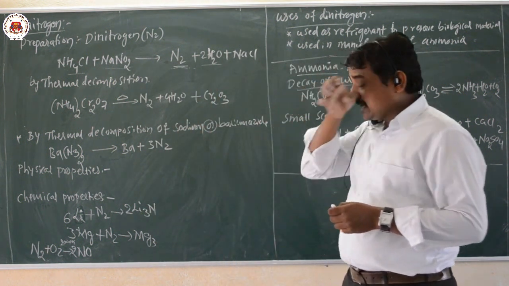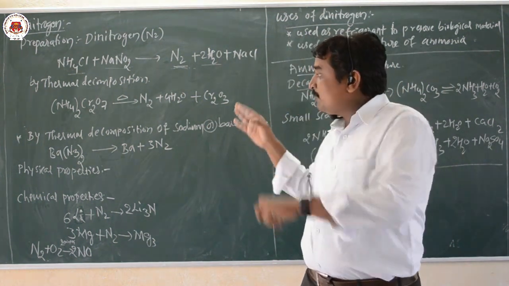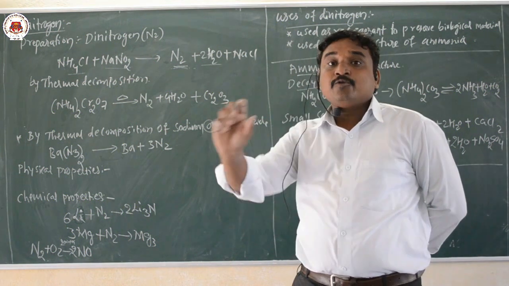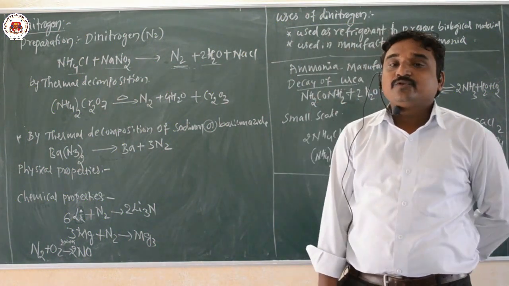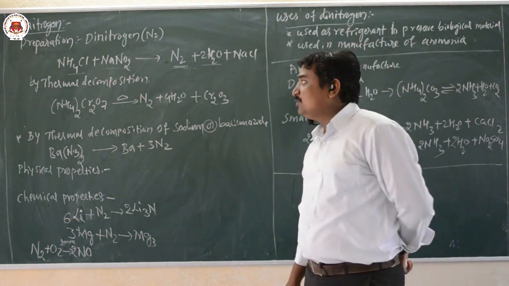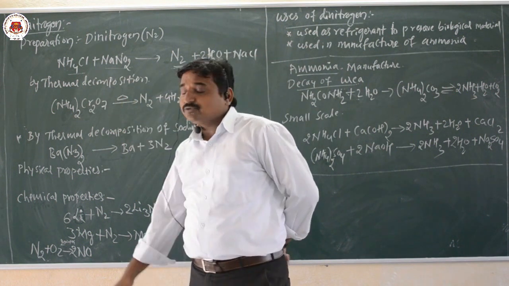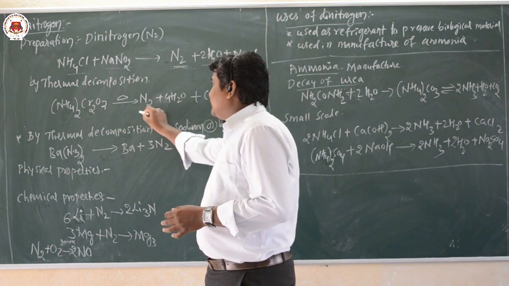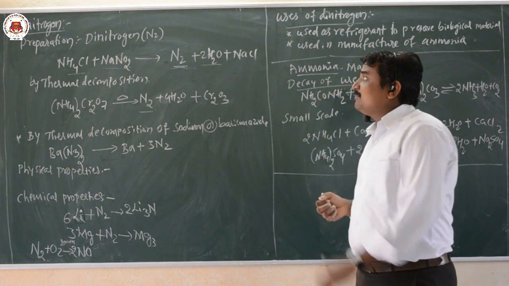Now the second method is by thermal decomposition, just by heating ammonium dichromate. The formula of ammonium dichromate is (NH4)2Cr2O7. On heating, it will undergo decomposition and there is a formation of dinitrogen. So this is another method for the preparation of dinitrogen.